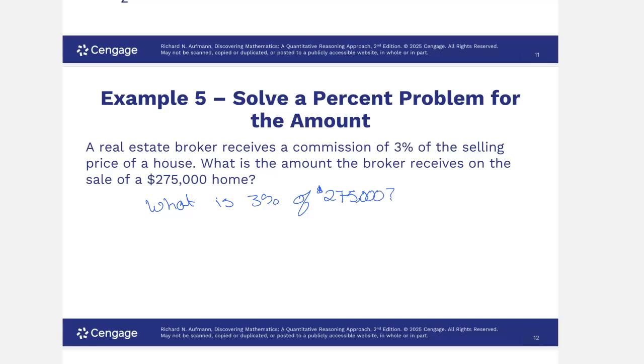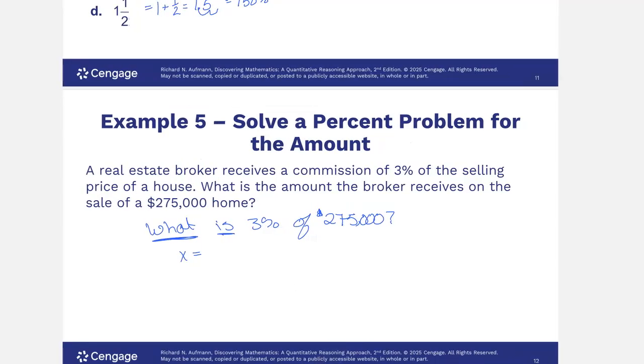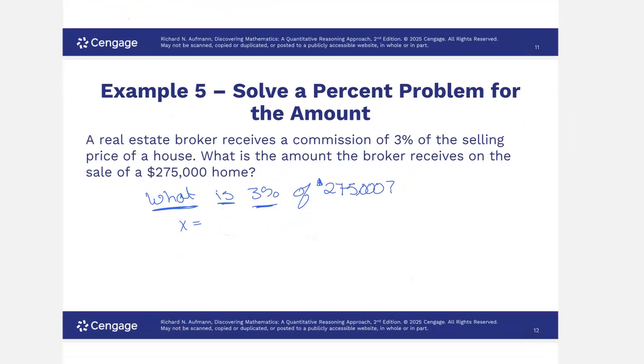So the word what means we're going to use a variable. We're going to set up a little equation for this. We're going to call it x. Is means equals. And then we're always going to turn percentages into decimals. 3% is 0.03. Of means multiply. And then we've got that 275,000.